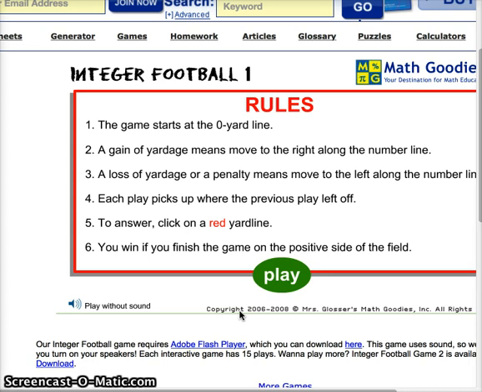So it starts off with the rules. Let me just turn the volume on. The game starts at the 0-yard line. So that's one of the things needed to meet the standards, knowing what 0 is. A gain of yardage means they move to the right along the number line. A loss of yardage or a penalty means they move to the left along the number line. Each play picks up where the previous play left off. To answer, they click on the red line, and you win if you finish the game on the positive side of the field. So what I want them to do is understand that words that mean to move forward would be positive, moving backwards is negative, and the number line will help them through this game.